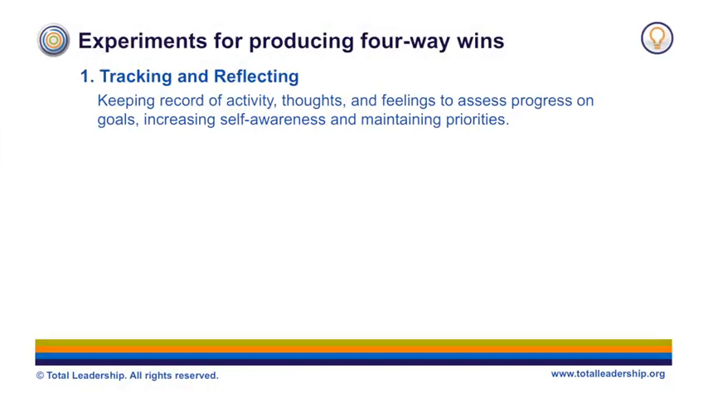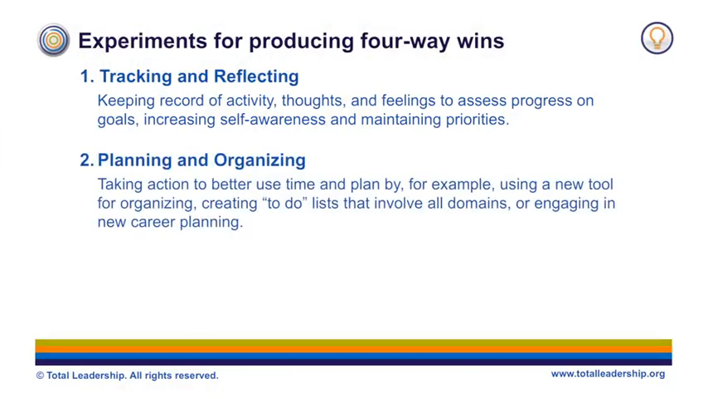Second type of experiment, planning and organizing. These kinds of experiments involve taking some new actions designed to use time better and plan for the future. So this might involve using some new tool for organizing, or creating lists of things to do that involve all your domains, or engaging in some form of planning.